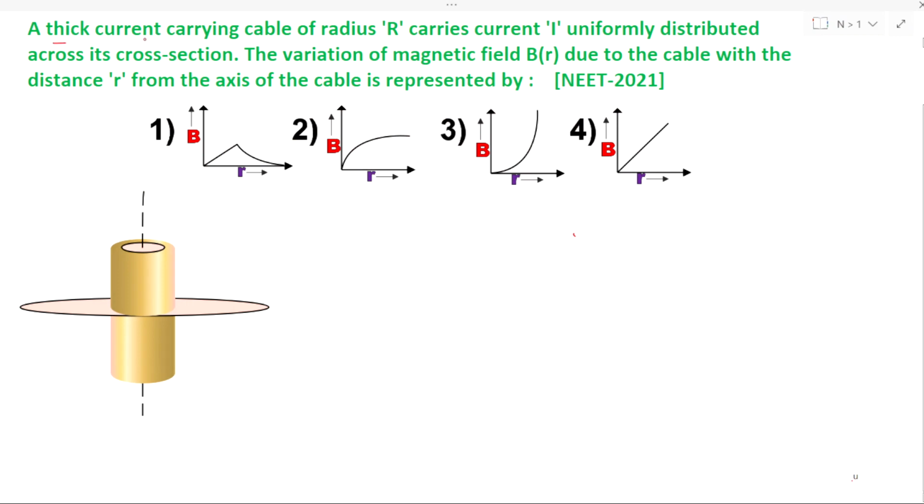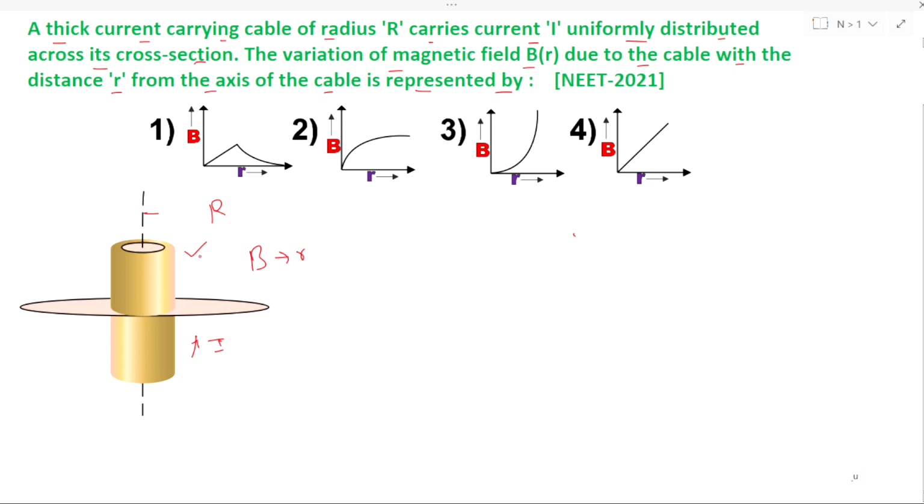A thick current carrying cable of radius R carries a current I uniformly distributed across its cross section. The variation of magnetic field due to the cable with a distance r from the axis of the cable is represented by which option? Okay, so this is a thick current carrying cable of radius R, and I is the current flowing through this cable. Now what is he asking us to calculate? He is asking us to say how B varies with r from the axis.